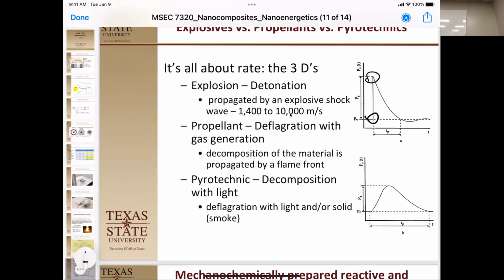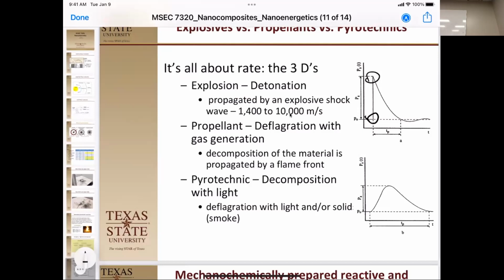And so that's where we get some of the thrust from it as well. Now, deflagration is a slower decomposition, and your primary goal is to put out smoke or light. Think of a concussive grenade where you want to be all smoky when you walk in the room. That's where you go for pyrotechnics.